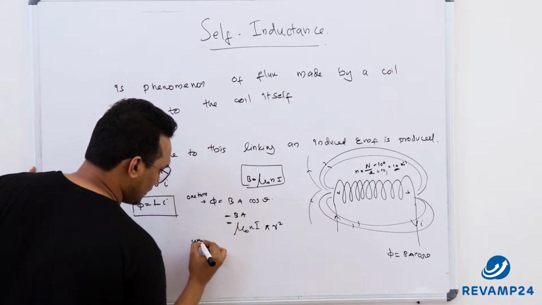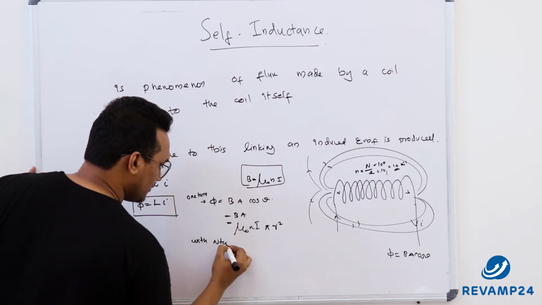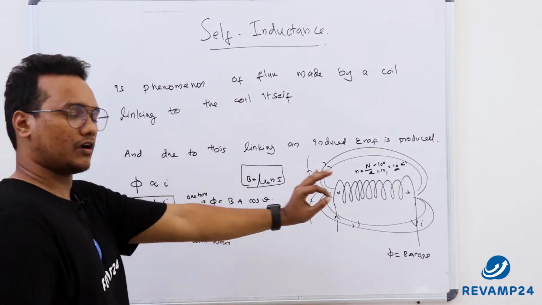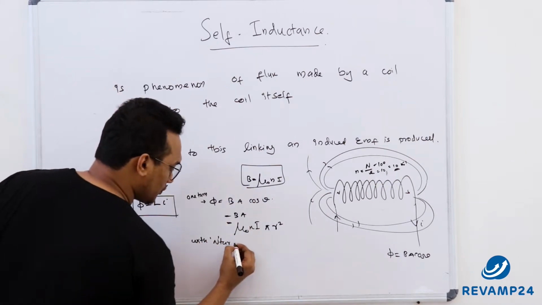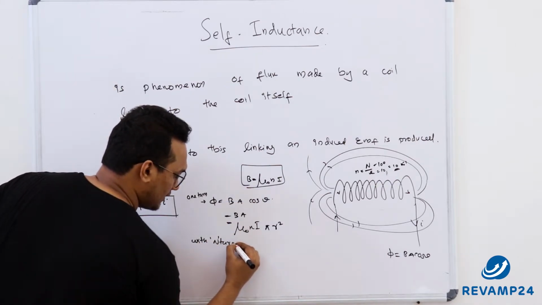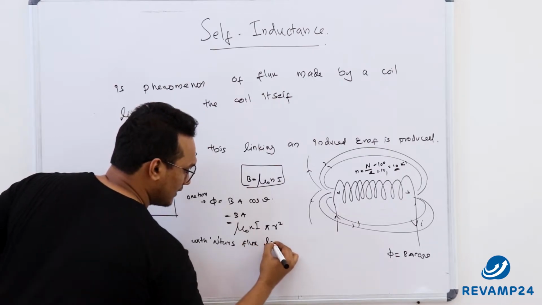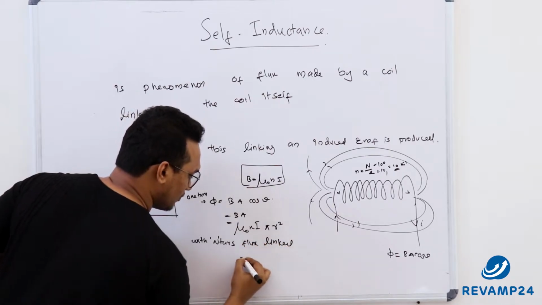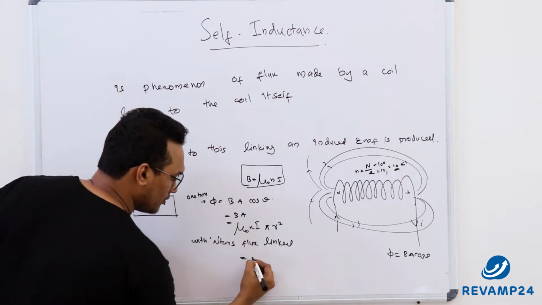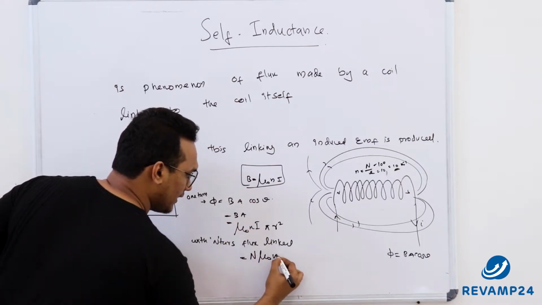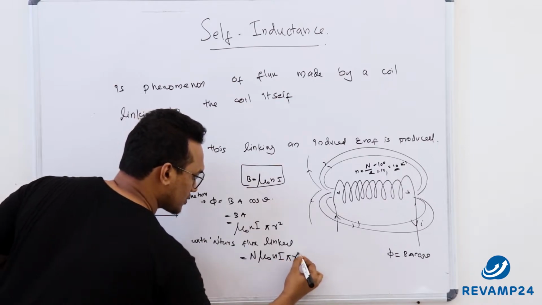Now with N turns, so this N is capital N, total number of turns. It's not small n. With N turns, the flux linked is equal to this value into N. So capital N into mu 0 n i pi r square.